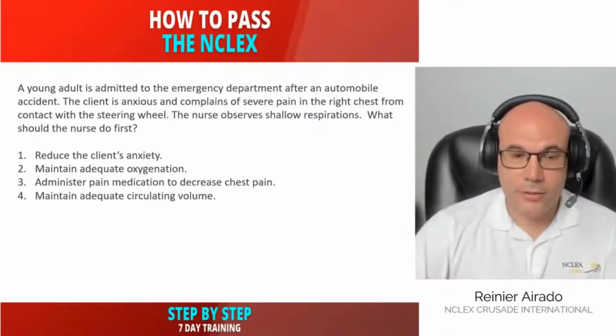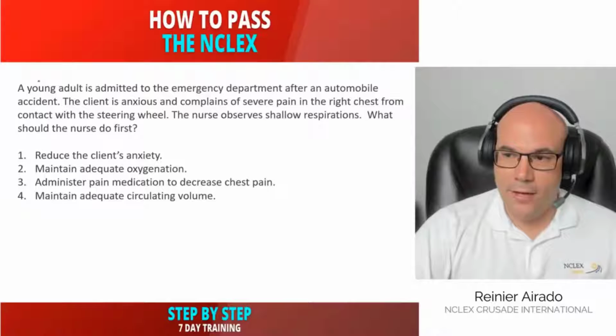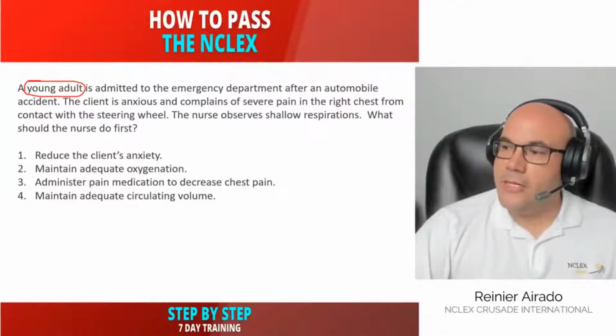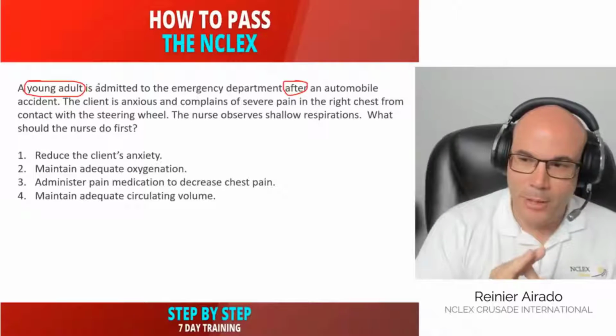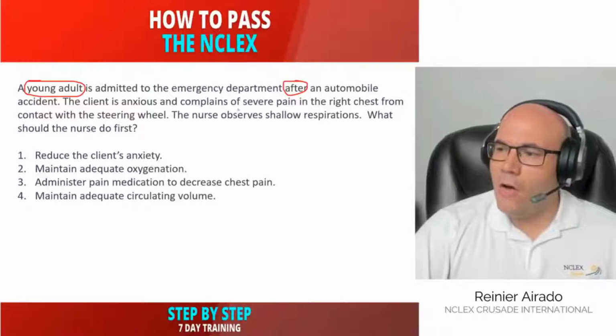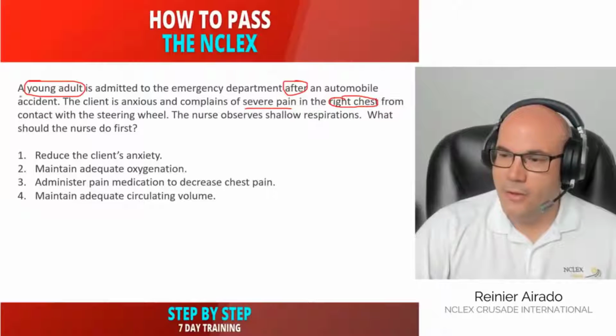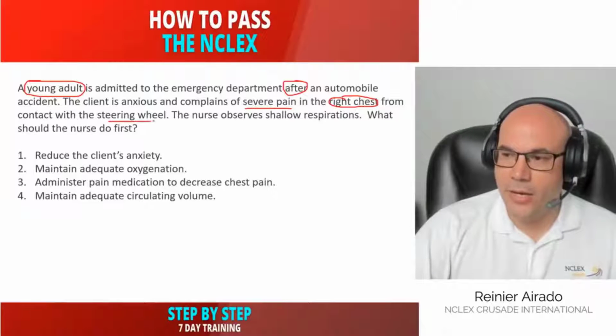A young adult is admitted to the emergency department. So we have a little bit of description here about the patient. The patient is admitted to the emergency department after an automobile accident. The client is anxious and complains of severe pain in the right chest from contact with the steering wheel.